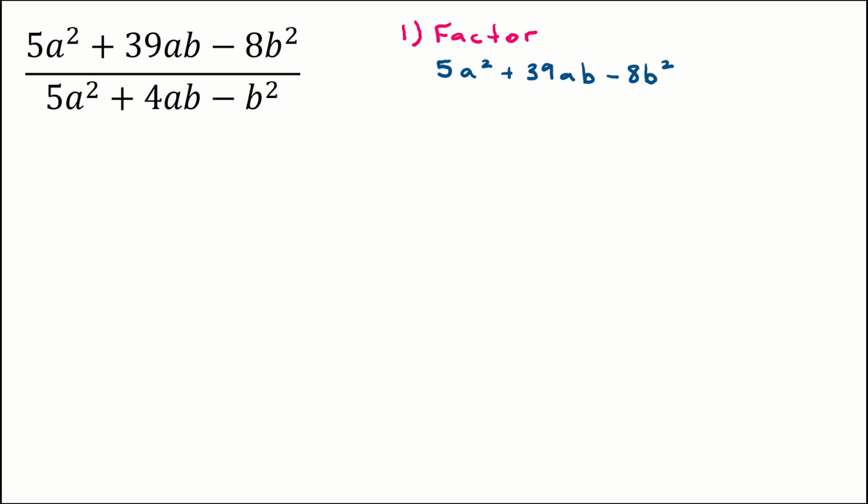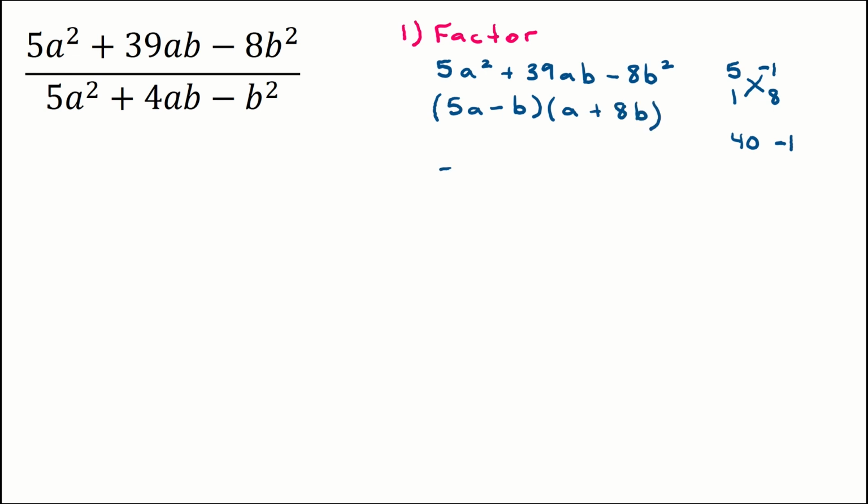Think of two numbers that multiply to 5, so I'm going to use 5 and 1, and two numbers that multiply to 8, I'm going to use 1 and 8. When I cross these, 5 times 8 gives me 40, 1 times 1 gives me a 1. I need it to add to 39, so the 1 needs to be negative, meaning I'm making this negative. Reading this across left to right then, we have 5a minus b multiplied by a plus 8b.